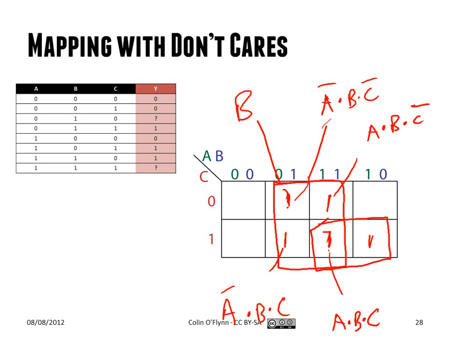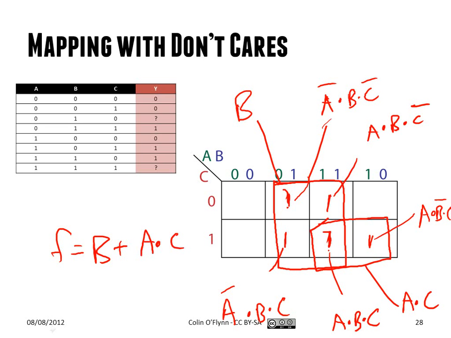In a similar way, this whole group, because just this is A and B complement and C, the common part here is A and C. So this whole group becomes A and C. So it looks a little messy, but you get F equals B plus A and C. So that's how we would use don't cares.